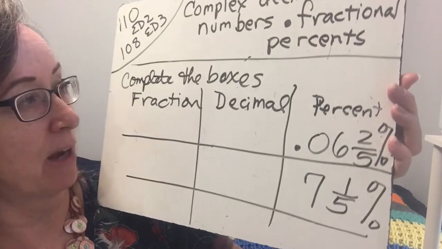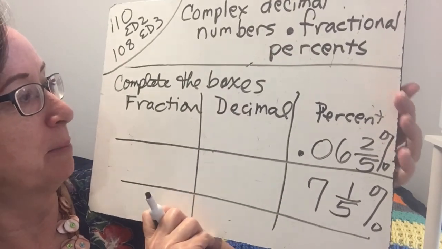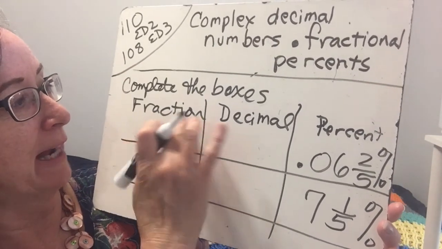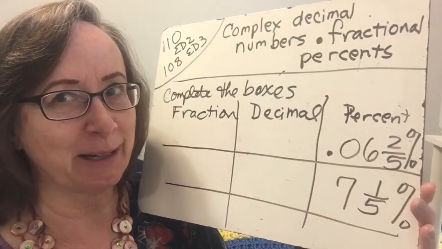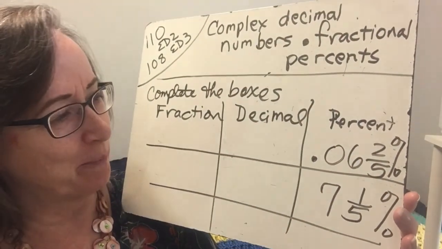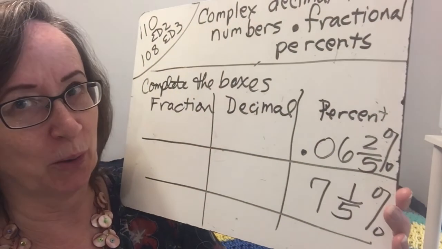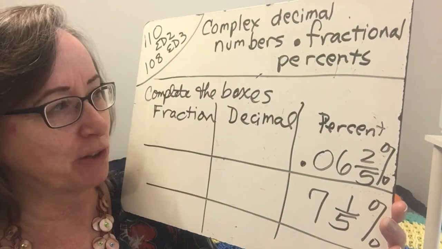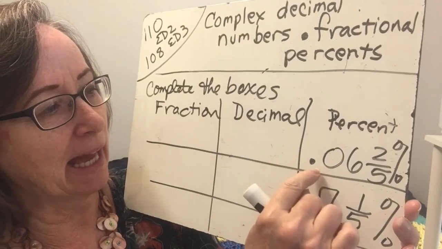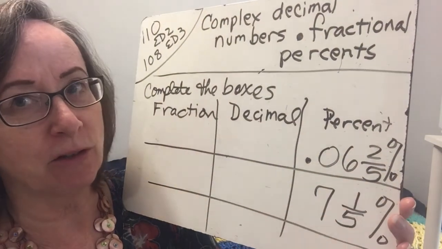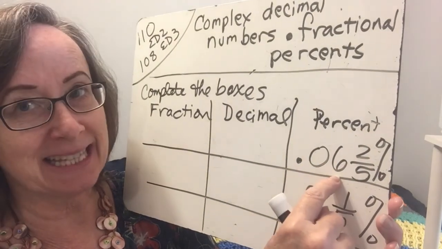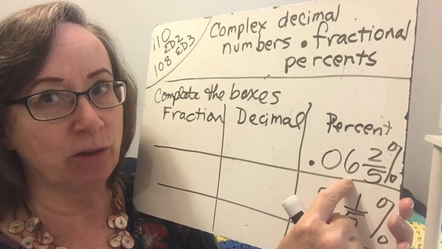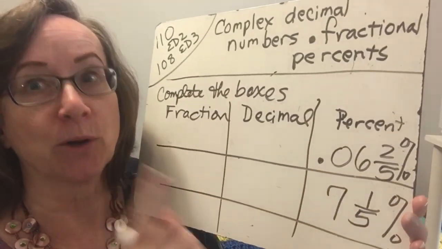Okay, so here is our practice. Complete the boxes, fraction, decimal, percent, and they give both of our numbers in percent form. Okay, so what are we going to have to do first? Let's look at 0.06 and 2/5%. So we know that this is 6 2/5 hundredths%.